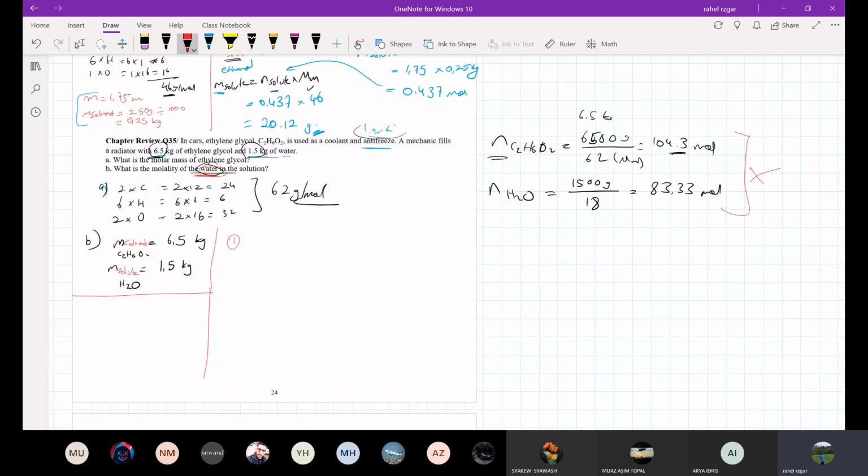So now let's find molality. When you want to find molality, molality is equal to moles of solute divided by mass of solvent.